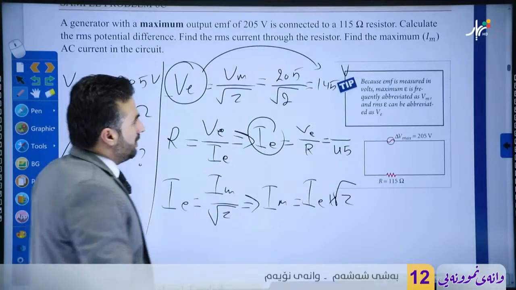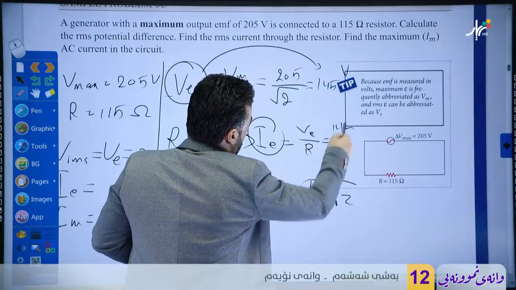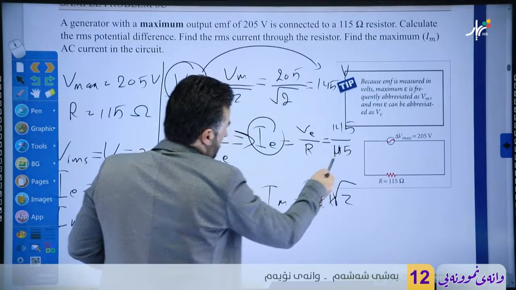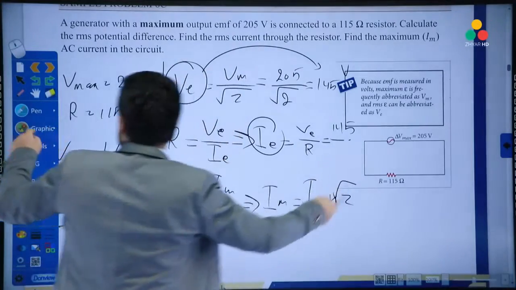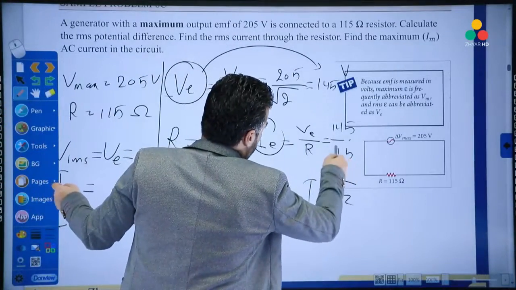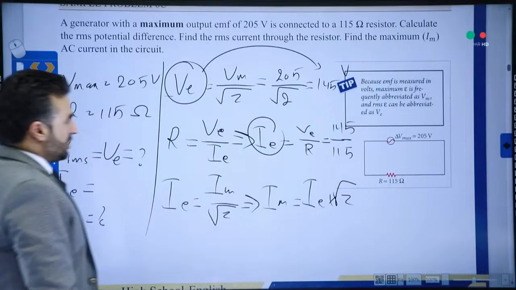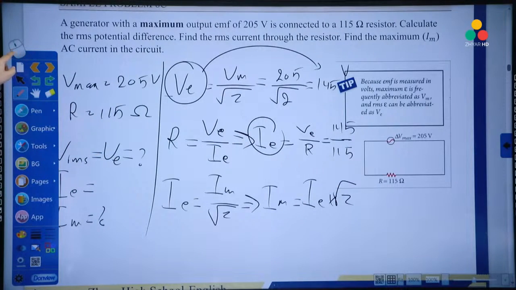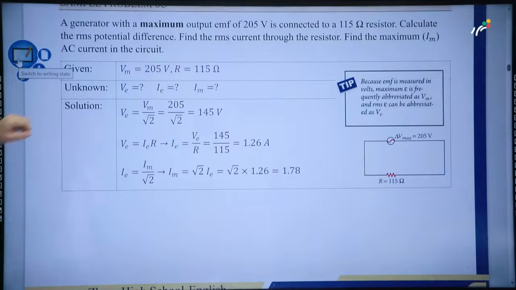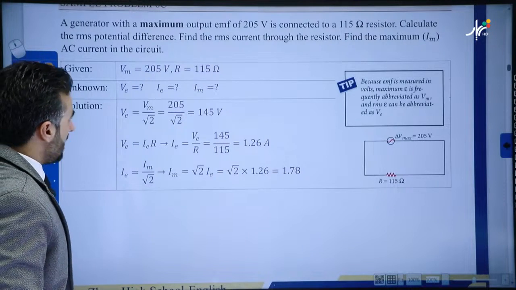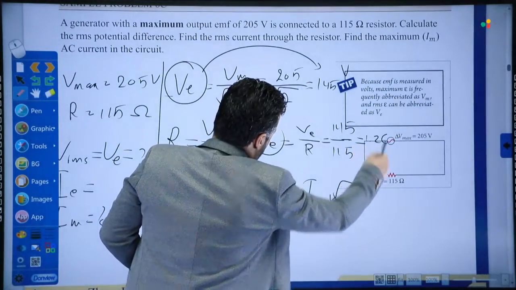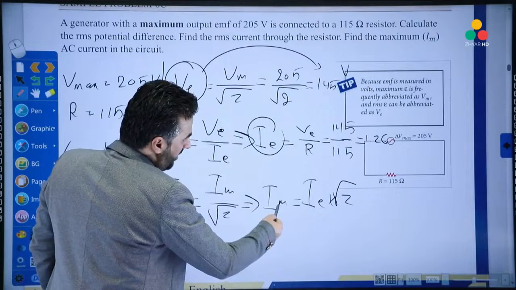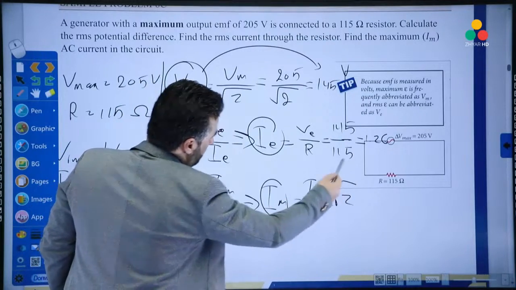Okay, and then of course we'll use 145 divided by 115. Okay, and then you can get the I effective, which was basically 1.26. And then finally you can find I maximum, which is I effective multiplied by the square root of 2.